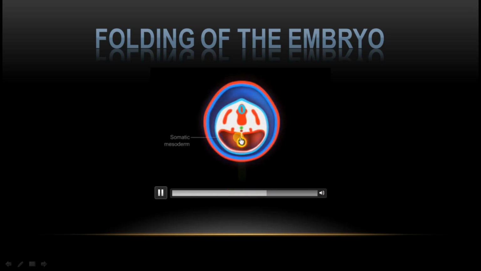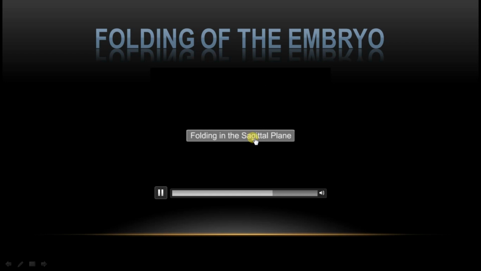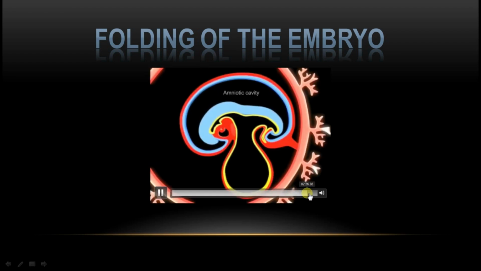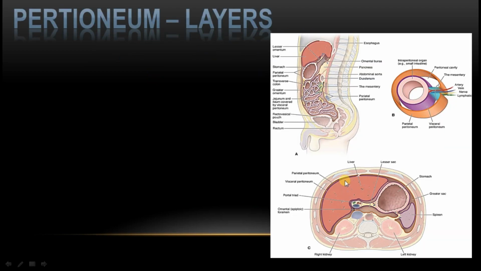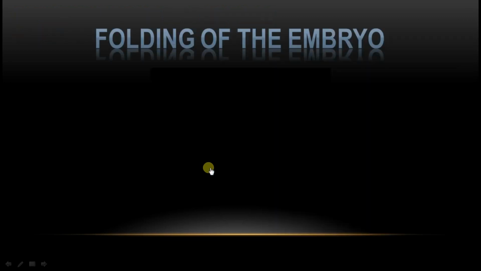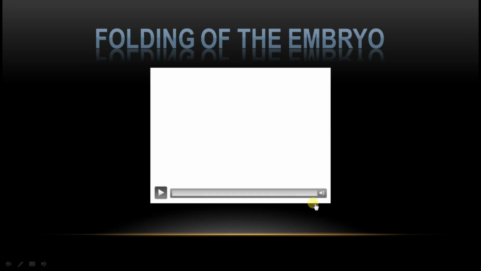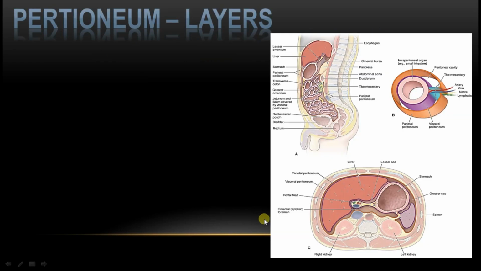So the peritoneum surrounding this will be parietal, and this will be the visceral peritoneum, and this is the peritoneal cavity, which will later be reduced to a very thin potential space. So next, moving on to the peritoneum layers.